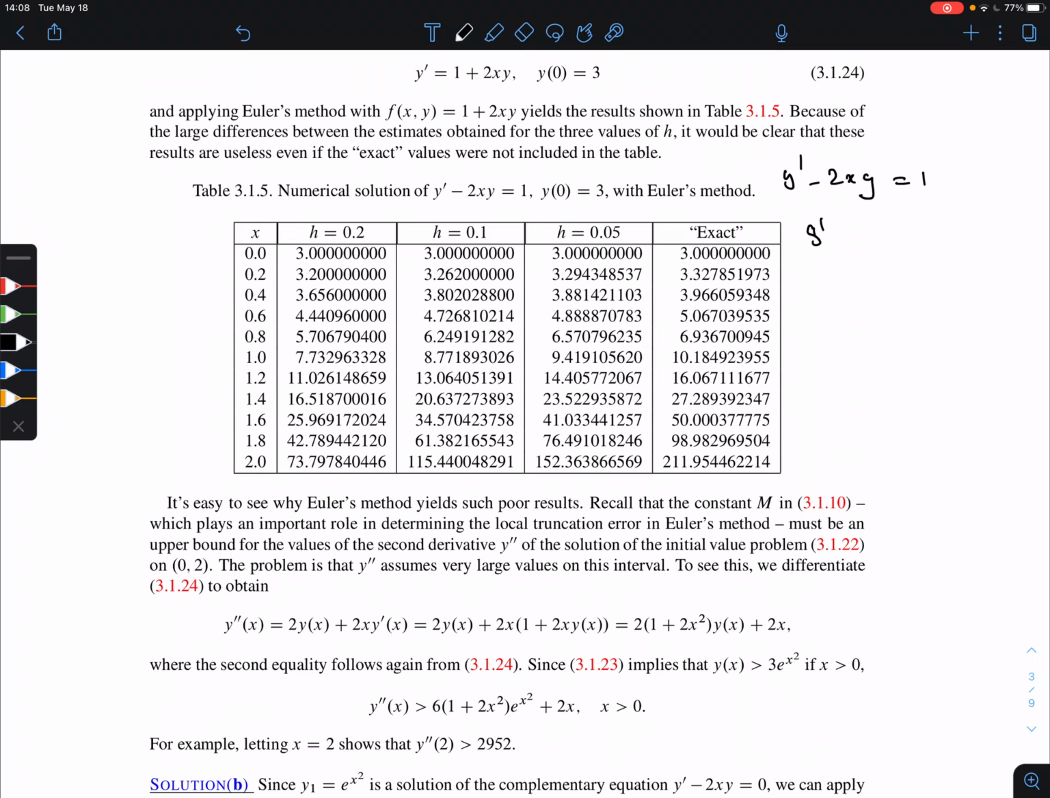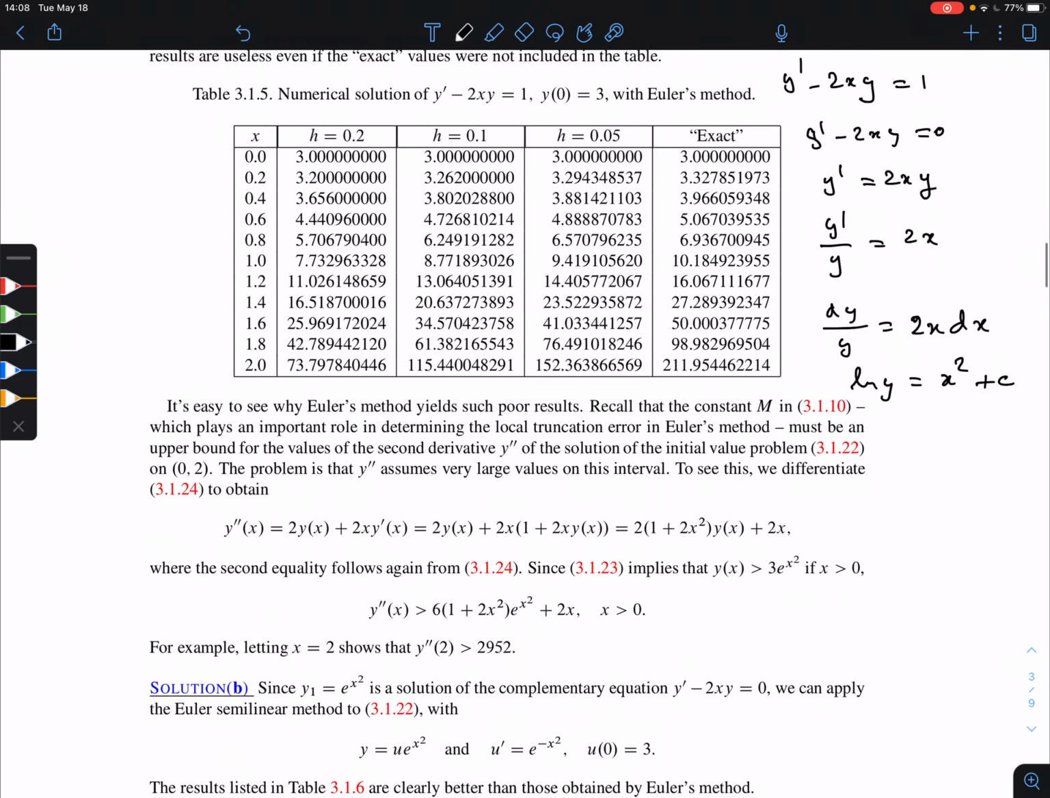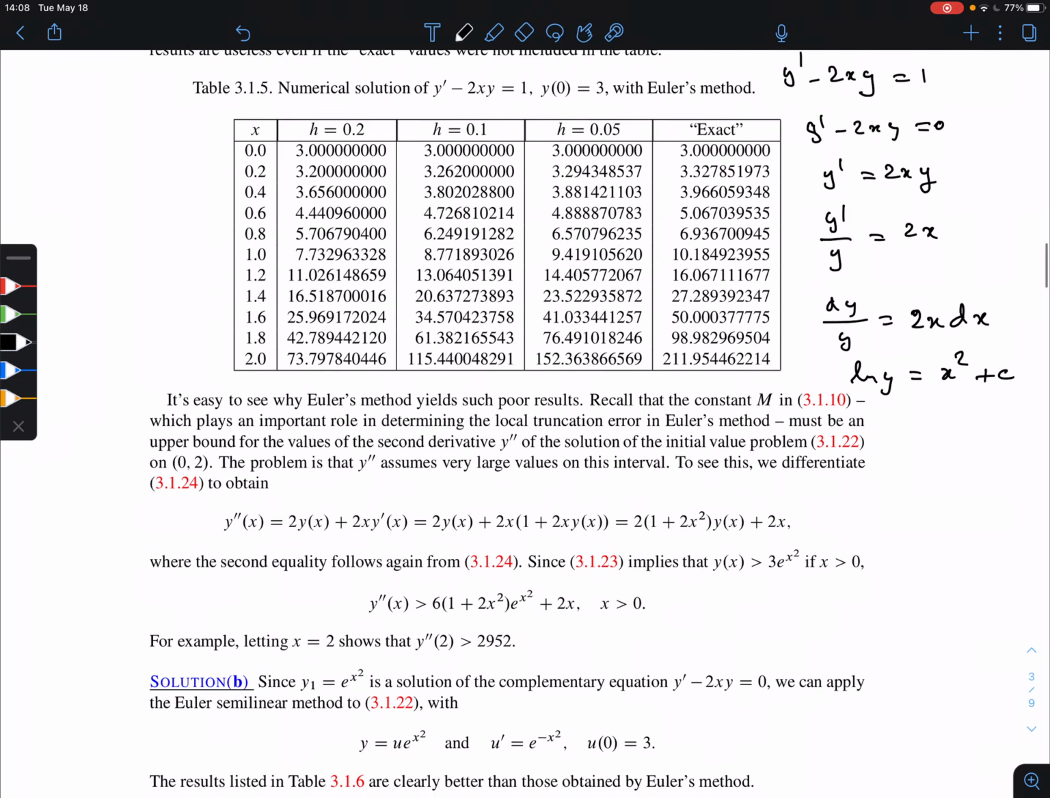So if I want to solve this, I first do the homogeneous, right? So let's do this. This is y prime equals 2xy. Y prime over y is 2x, so dy over y is 2x dx. So we see that the ln of y is x squared plus a constant. We need the general homogeneous, and now we need a particular. So y is e to the x squared times e to the c. But e to the c, let's rename that as our c, my new constant.